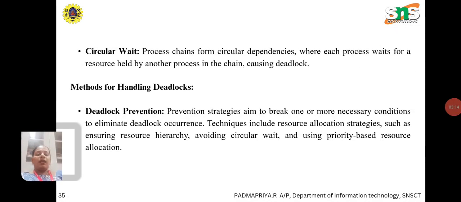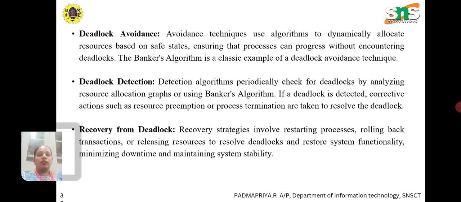So, methods for handling deadlocks. Deadlock prevention: prevention strategies aim to break one or more necessary conditions to eliminate deadlock occurrences. Techniques include resource allocation strategies such as ensuring resource hierarchy, avoiding circular wait, and using priority-based resource allocation.